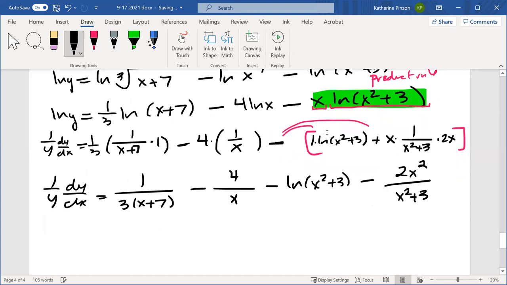That's the derivative of the inside, derivative of the x squared plus 3. Because when I do the product rule, I need the derivative of natural log of x squared plus 3, which is 1 over x squared plus 3 times the derivative of the inside. We use the chain rule, yep, inside the product rule.